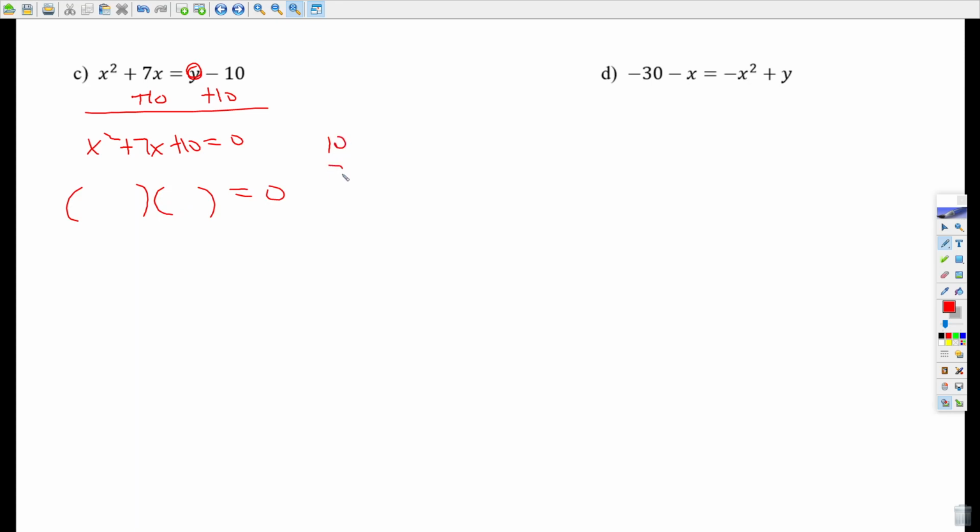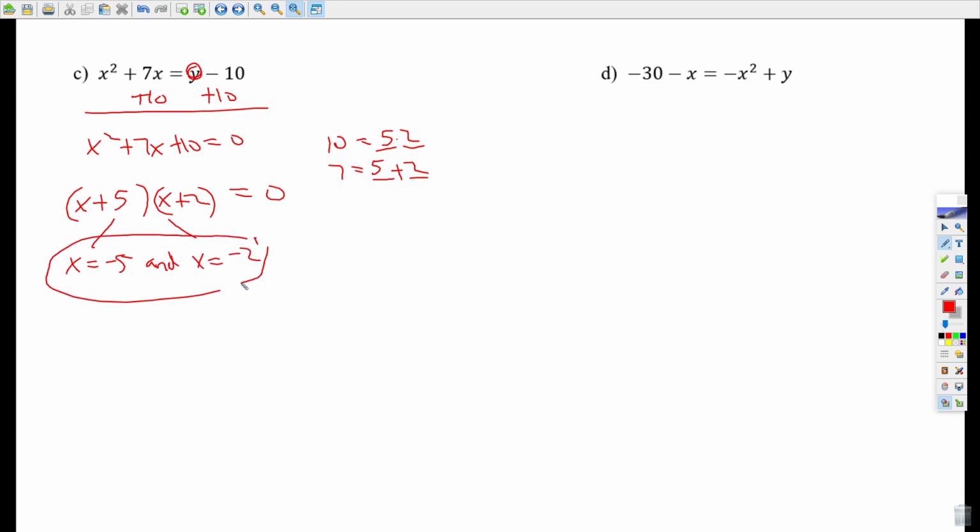Multiplying to 10, adding to 7. Should be hopefully really easy. How do you get 10? 5 times 2. 5 plus 2. So x plus 5, x plus 2. What would make these 0? That would be -5 and x equals -2.